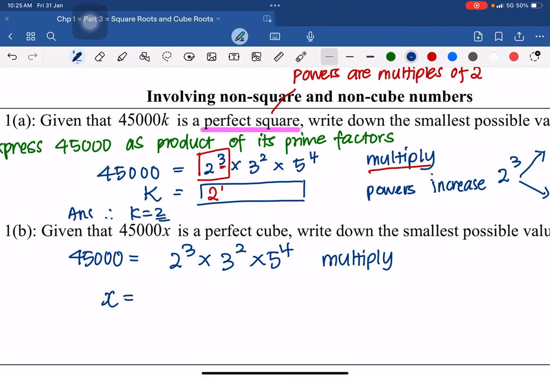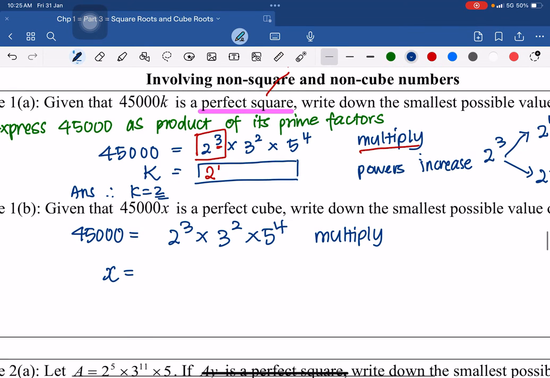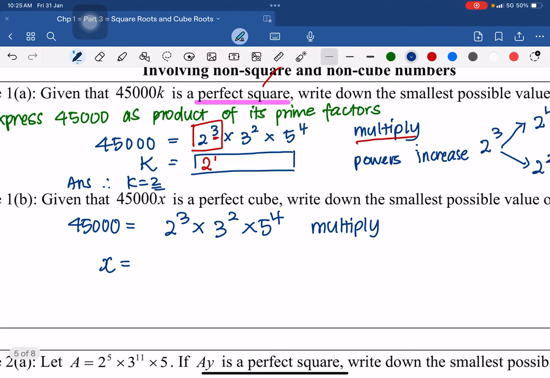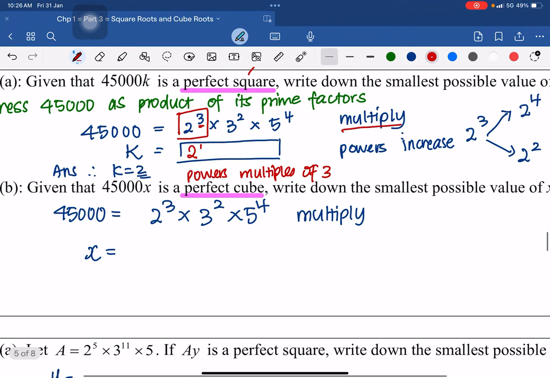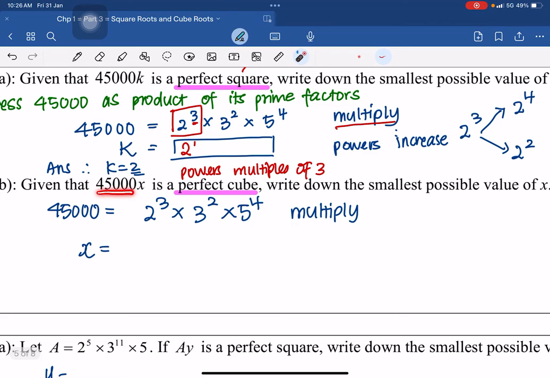Now, similarly in this kind of question, let's consider if I want to make 45,000 times x a perfect cube. If I want it to be a perfect cube, what does that mean? That means the powers must be multiples of 3, correct? Some of you are already thinking of powers that are multiples of 3. So when I have a perfect cube, the powers must be multiples of 3. Again, I'm multiplying by something, 45,000 multiplied by x. So when I multiply something, the powers increase.